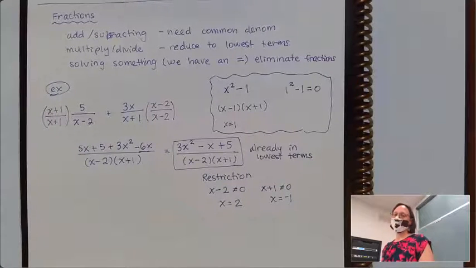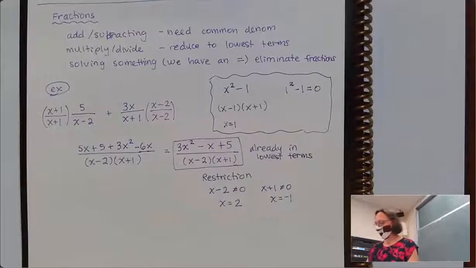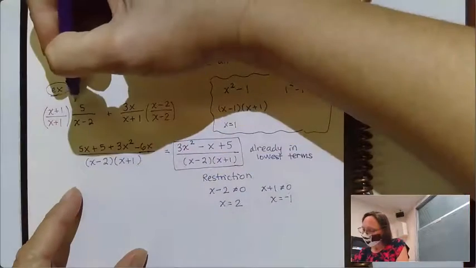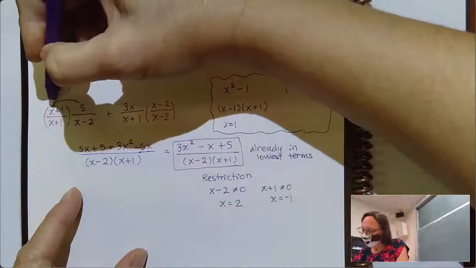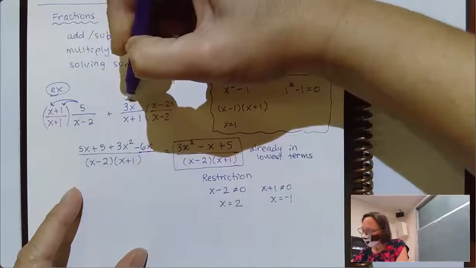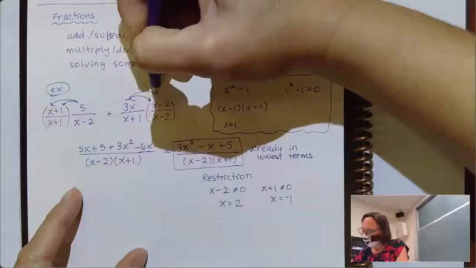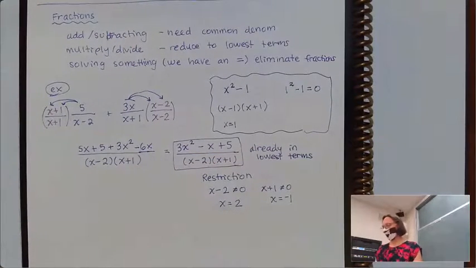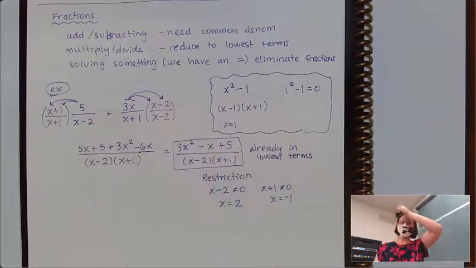So there's a question in the chat that probably could be helped by me drawing some things in. So when I got to this point, I distributed things out. And that is where my -6x term came from, the 3x times -2.